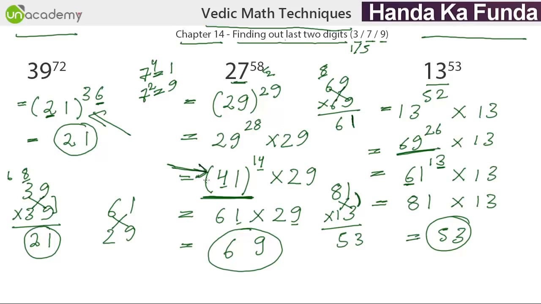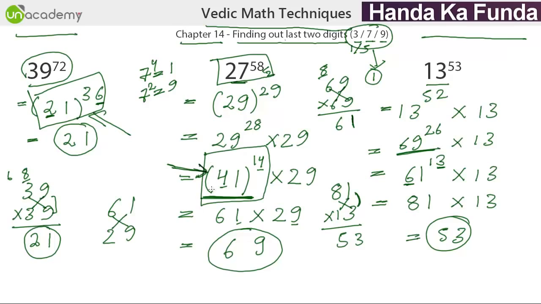Once again, I repeat what we did. If your number ends in 3, 7 or 9, you first reduce it to something which ends in 1 and then you calculate. In case of 39 to the power of 72, we reduced it to 21 to the power of 36. For 27 to the power of 58, some portion of it we reduced to 41 to the power of 14 and got the answer. 13 to the power of 53, we reduced some part of it to 61 to the power of 13, and that led us to the answer. So the key once again is converting them to something which ends in 1 and our job will be done.